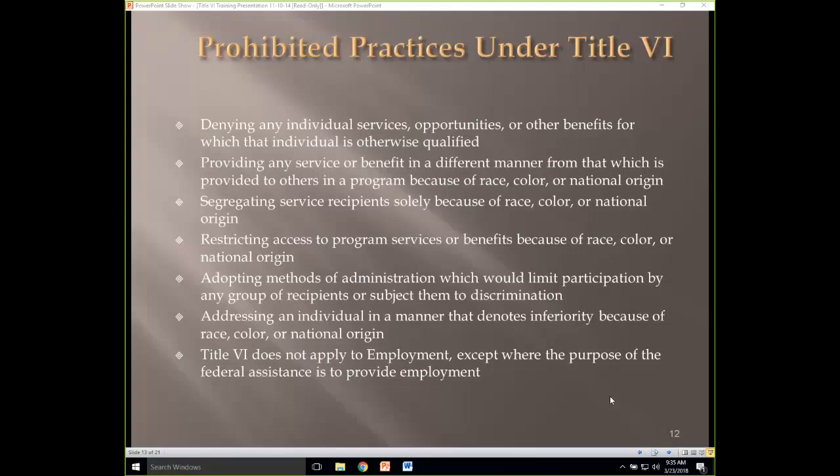Also note that Title VI does not apply to employment except when the purpose of the federal assistance is to provide that employment.